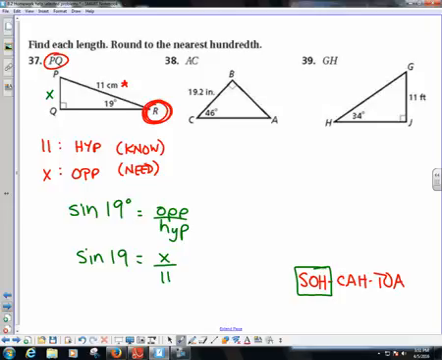All right, how do I get X by itself? Well, X is part of a fraction. I'm dividing by 11, so I'm going to multiply both sides by 11. And when I do that, these two things cancel out, and I end up with X all by itself. Write your 11 in front of sine of 19. And now all I have to do is go to my calculator. For all of these, I want you to get X by itself and then go to the calculator.